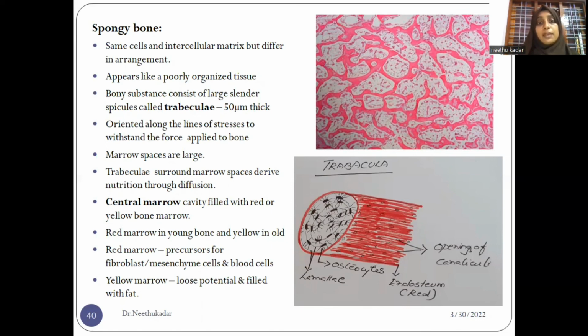Trabeculae surround marrow spaces and derive nutrition through diffusion. The trabeculae are lined by endosteum. The central marrow cavity is filled with red or yellow bone marrow. Red marrow is usually seen in young bones and yellow in older bones. The red marrow contains precursors for fibroblasts, mesenchymal cells and blood cells, whereas yellow marrow loses potential and is filled with fat.